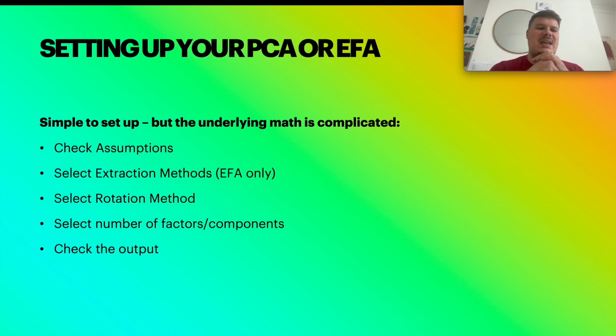When we set up our PCA or EFA, there are a lot of steps to go through, and we'll go through them in our articles in more depth. But essentially, you need to check your assumptions. Then you select your extraction methods, which is only for the EFA. Then you select your rotation method, which makes the data more understandable. Then you select the number of outputs or factors or components you want to have. And finally, you check your output to see how many factors are produced, what they are related to, and you can name them.